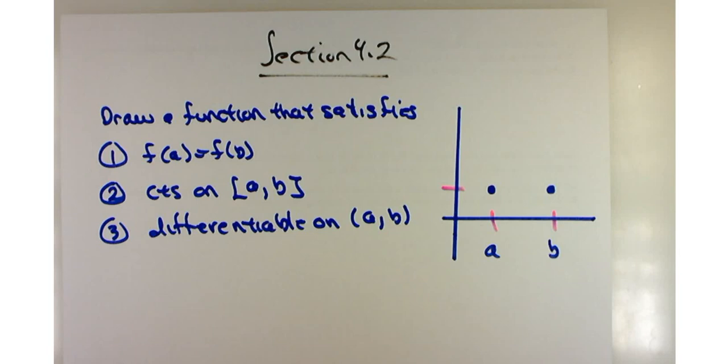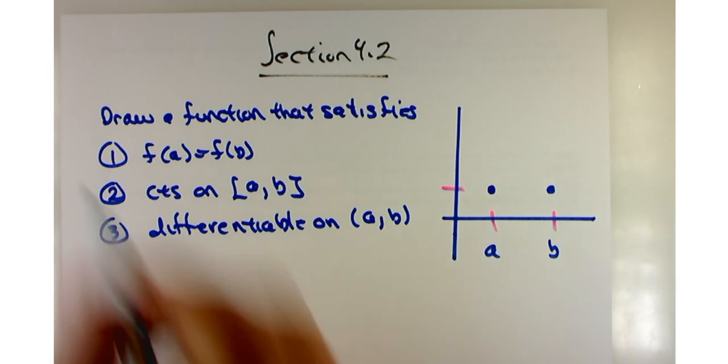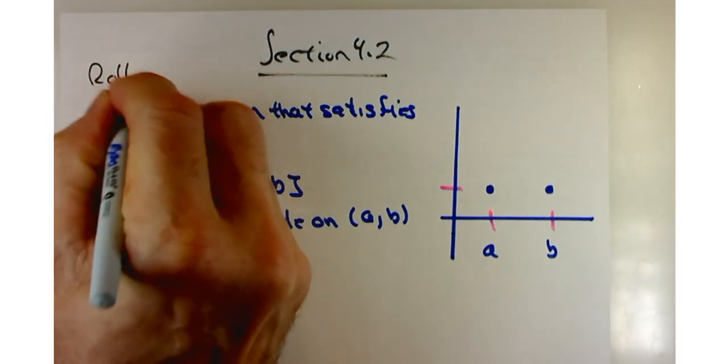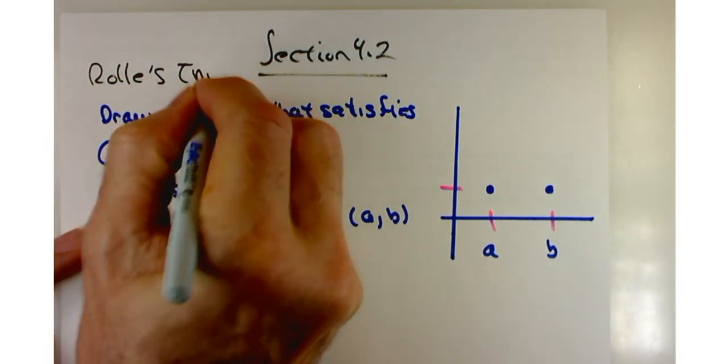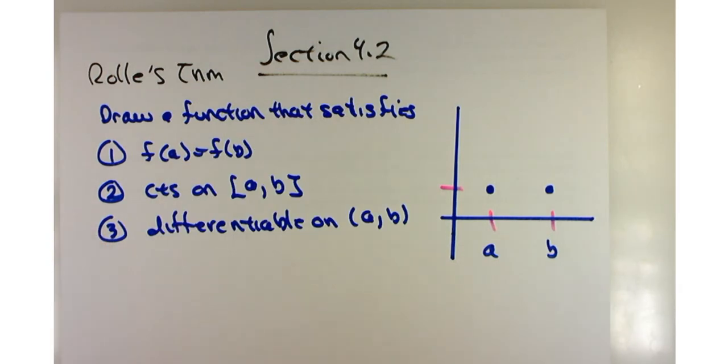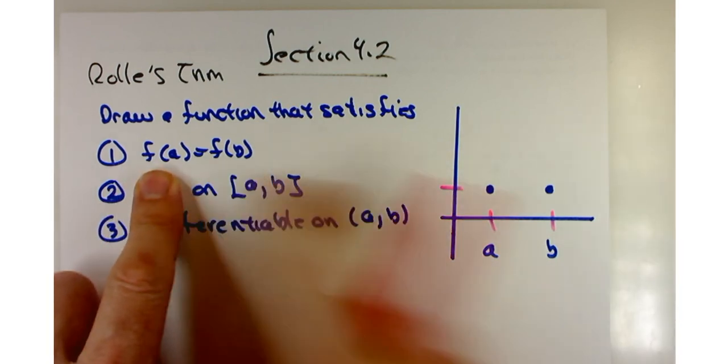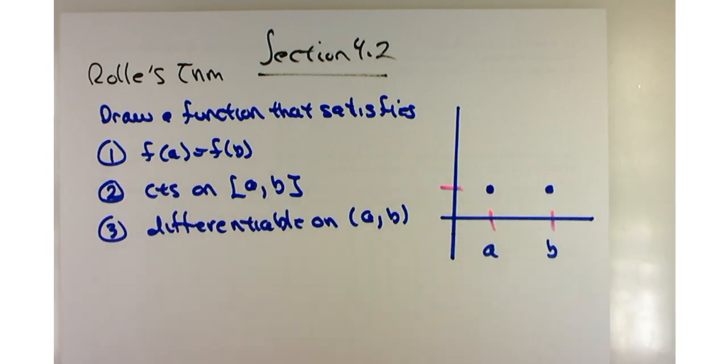All right, so the goal here is to understand something called Rolle's theorem. R-O-L-L-E-S. So this is Rolle's theorem. And Rolle's theorem is really a special case of something a little bit more general. Now your challenge here is to draw a function that's equal on the endpoints of some interval.